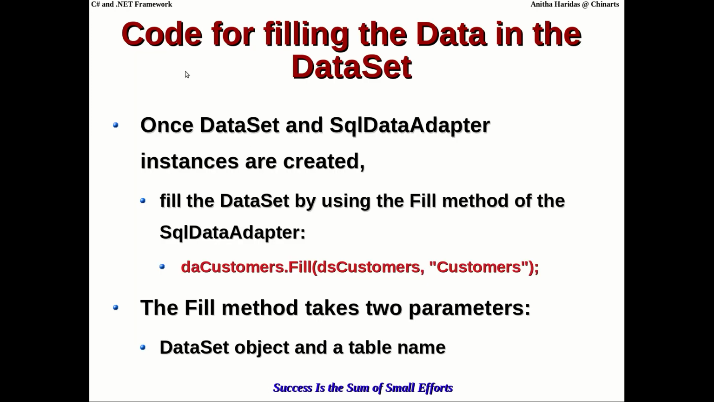So let us see what is the code we are going to use for filling the data in the data set. Once the data set and the SQL data adapter instances are created, you have to fill the data set by using the fill method. So what do you do here? I invoke the fill method of the data adapter and you pass two parameters. The first parameter will be the data set object to which you want to fill the data, and the second parameter will be the table name. These are the two parameters we are going to use.